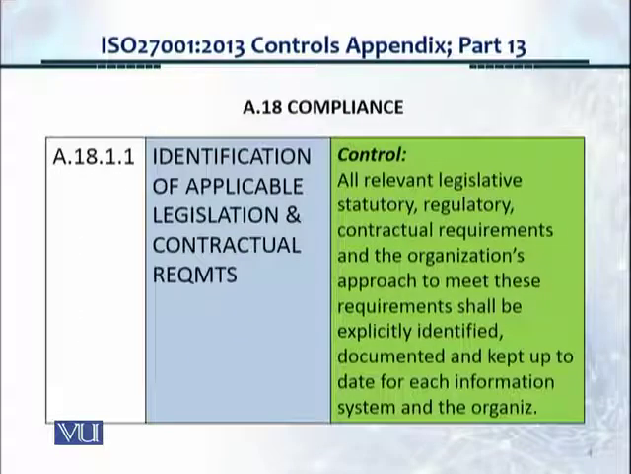So let's take a look at some of these. Identification of applicable legislation and contractual requirements. All relevant legislative, statutory, regulatory, contractual requirements and the organization's approach to meet these requirements shall be explicitly identified, documented, and kept up to date for each information system and the organization.